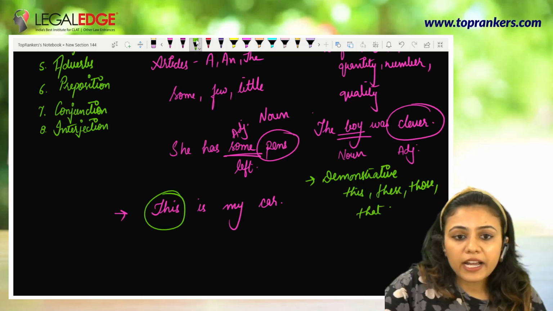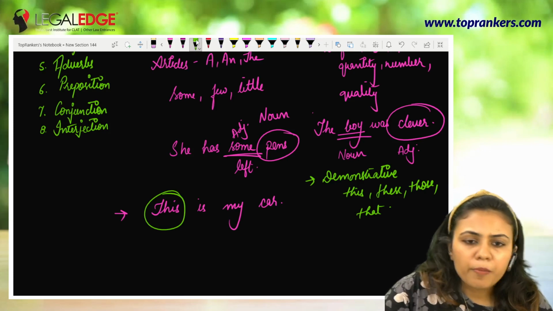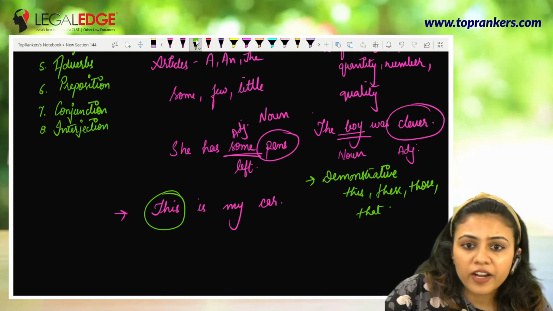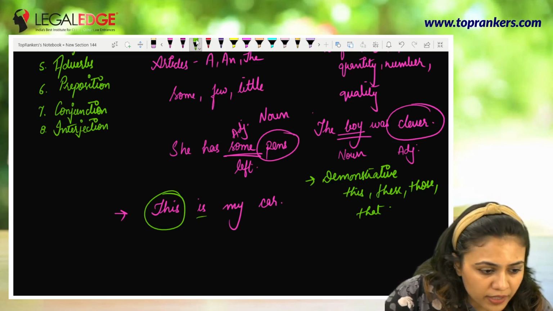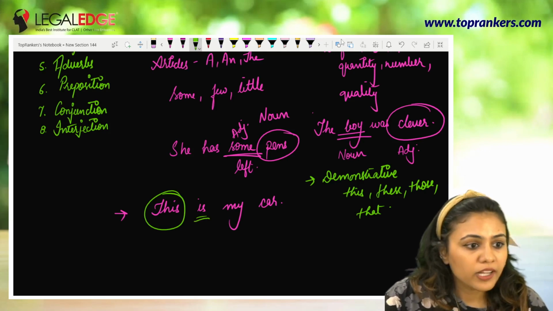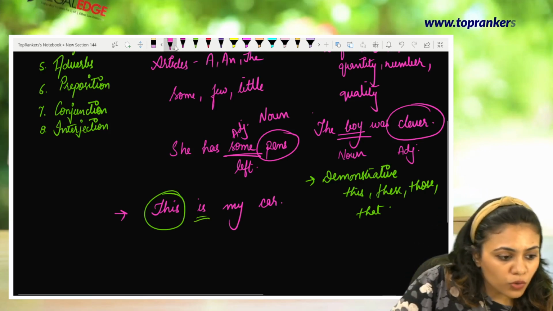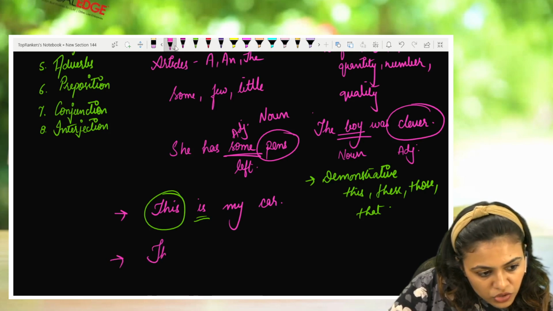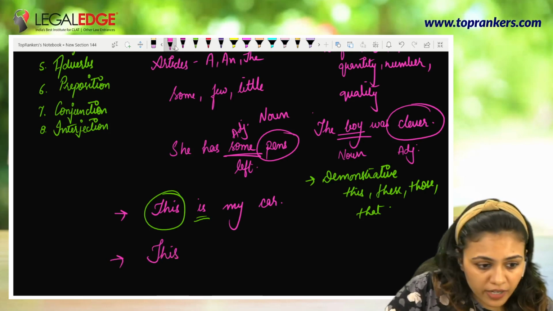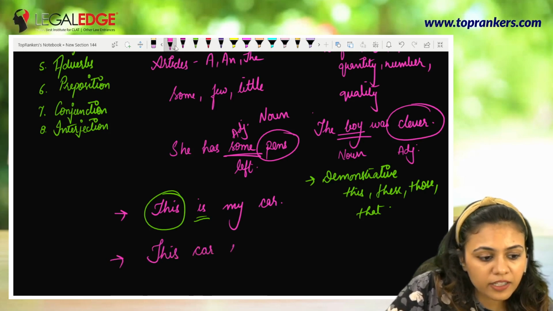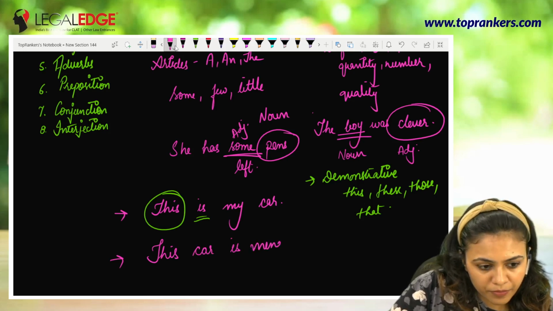तो यहाँ पे हमें दिख रहा है कि this is the demonstrative word, but I cannot really seem to find any noun right next to it. This is a helping verb, not a noun, right? So I need to change the way this sentence has been phrased. I'll say this car is mine.